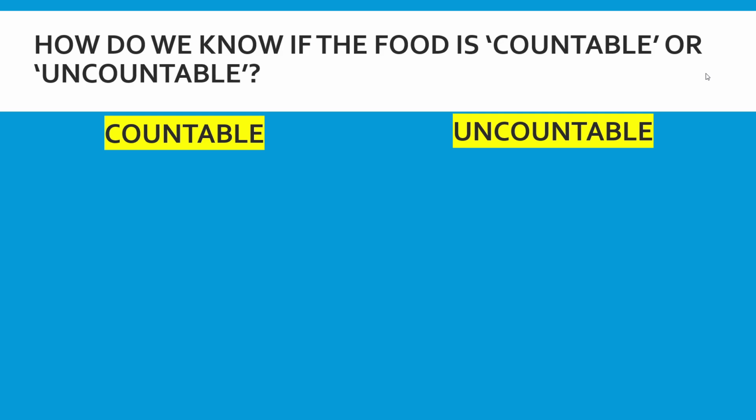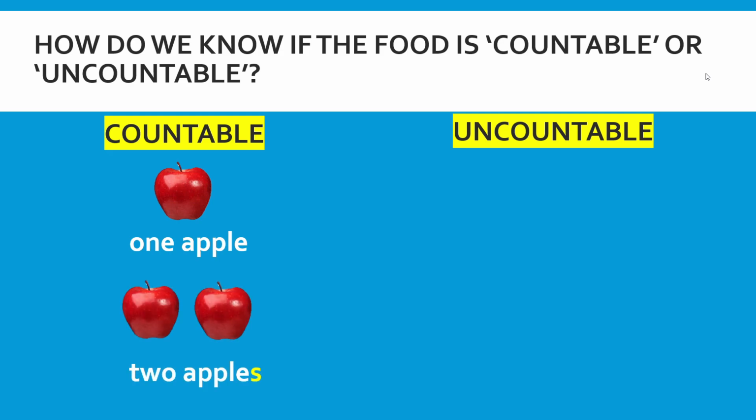Now, how do we know if the food is countable or uncountable? Let's look at the countable here first. Say it's an apple. How many apples can you see here? There's only 1. So in English we say 1 apple. Anything that is well in its shape and can be counted, then it is countable. Apple is a countable noun. So when we have another extra apple, it becomes 2 apples. Remember, only for countable nouns, when it is in plural form, most of the countable nouns will be added s at the back of each noun.